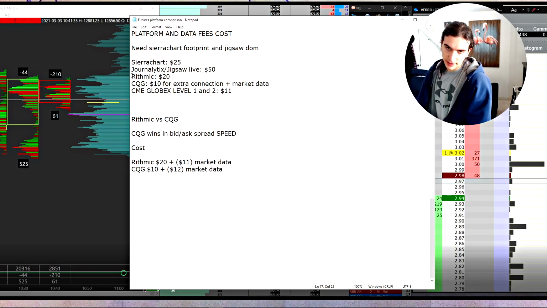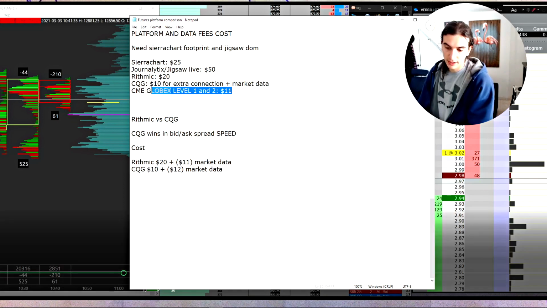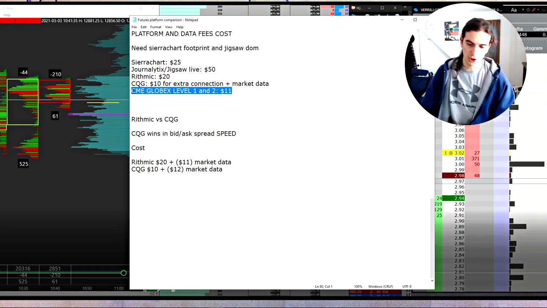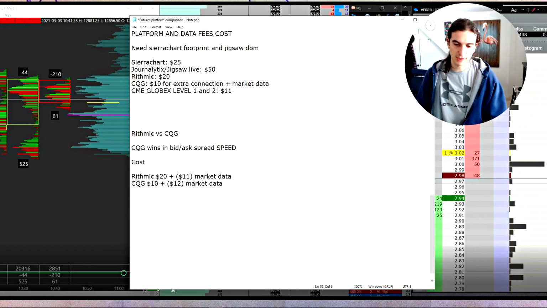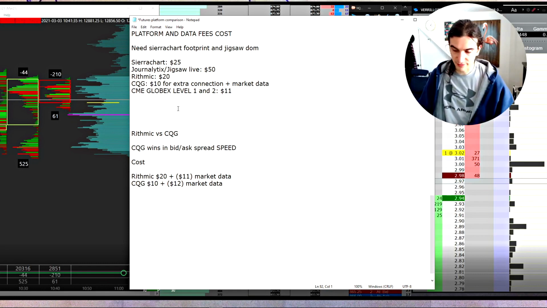Next comes market data. Now, market data is going to depend on which markets you trade. I personally only trade in the equity index futures, that being NASDAQ and S&P. All I need is CME level 1 and level 2, which costs $11. And then of course you have a choice between a few different data providers, and I've done tests on these different data providers. Go and watch my video that I did, CQG versus Rhythmic. For me, based on where I'm located and whatnot, CQG is the clear winner in terms of the updating of the bid and ask spread, but maybe Rhythmic's faster for you wherever you are.